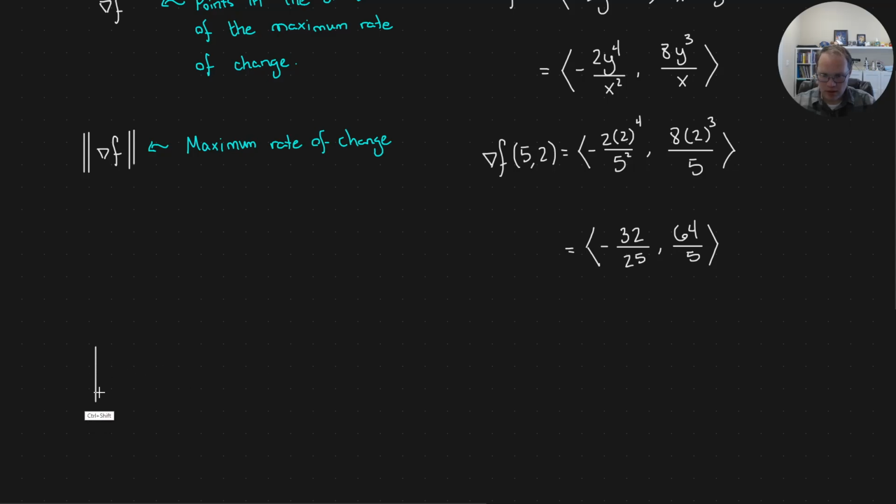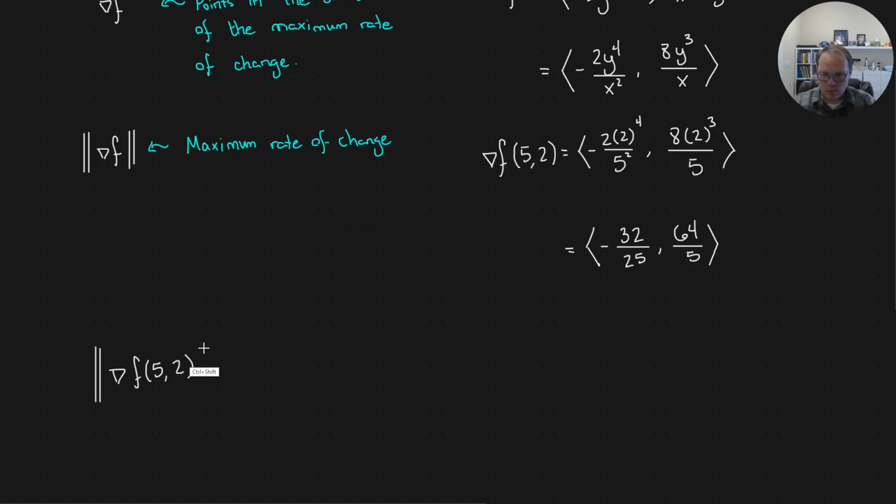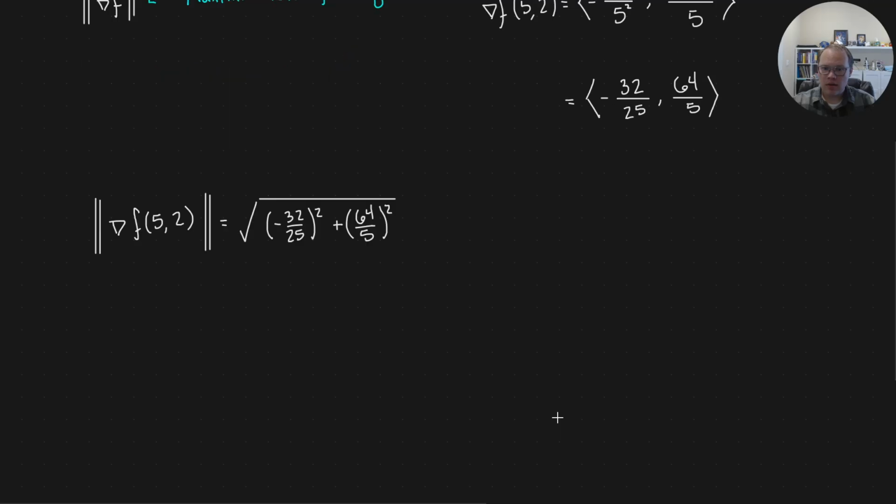The norm of the gradient. Okay, so that's going to be the square root of my first component squared plus my second component squared. Now, plugging this into a calculator is probably a good idea. We could actually do a fair bit of simplifying, though, without a calculator.